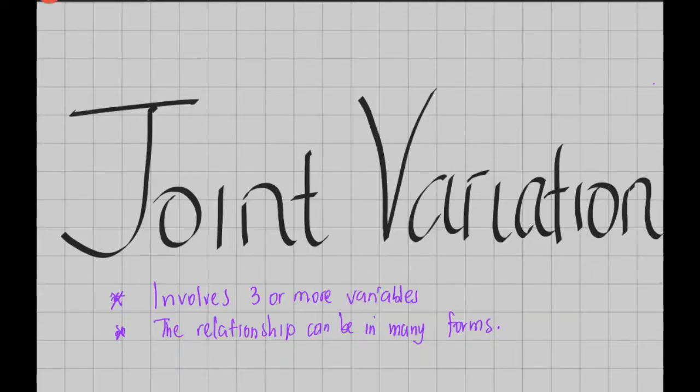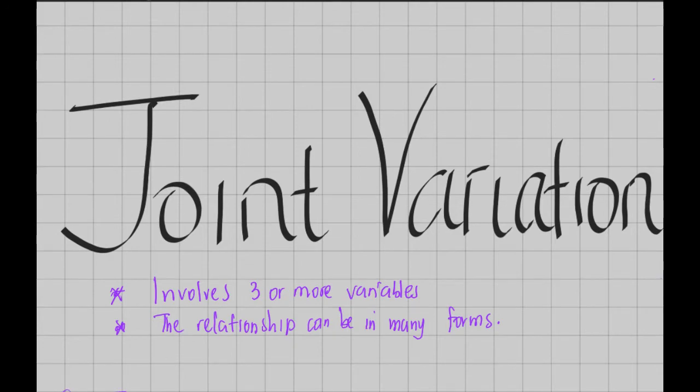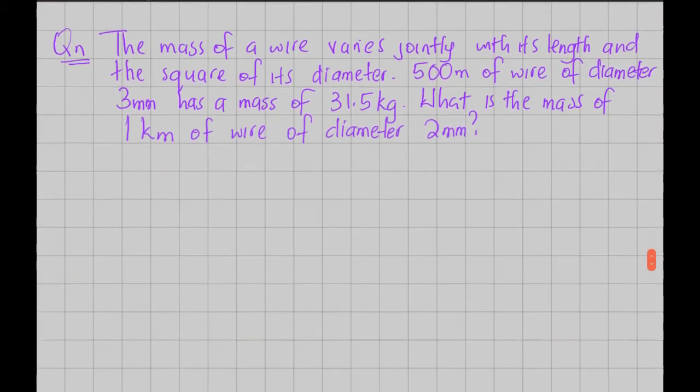Hi guys, in this video we're going to talk about joint variation. Joint variation is a form of variation that involves three or more variables, and this can be in many forms. We've got an example which says the mass of a wire varies jointly with its length and the square of its diameter.